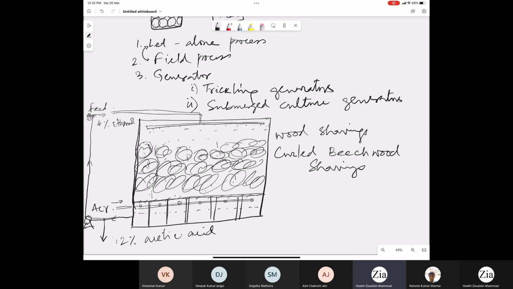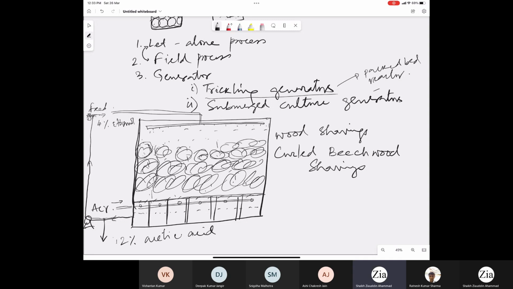So this entire system works on the biofilm grown on the surface of the wood shavings. It is very similar to the typical trickling filter you get in a wastewater treatment plant, and it is a packed bed reactor.